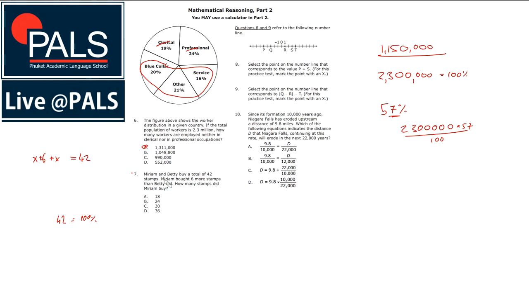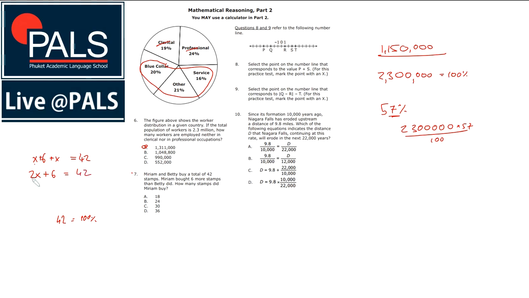So why are Miriam and Betty both x in this case? This is actually the same number. So if we take an unknown number x and we add 6 to this number, then that is the number of stamps of Miriam. And just the x without adding the 6 to it is the number of stamps that Betty bought. So in terms of an equation, we can summarize these two terms. X plus x is equal to 2x plus 6 is equal to 42.